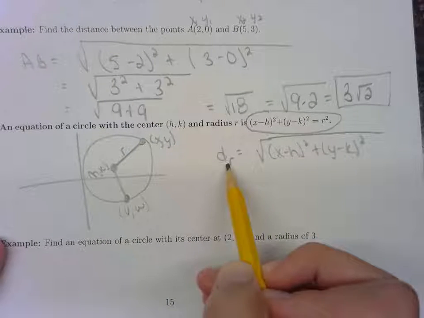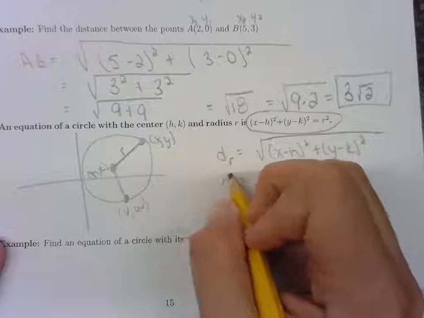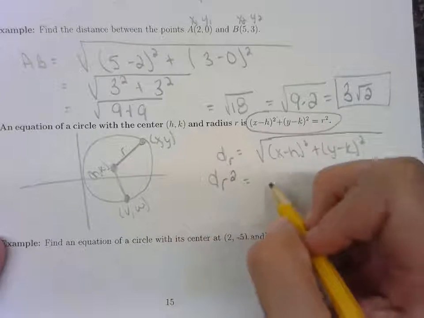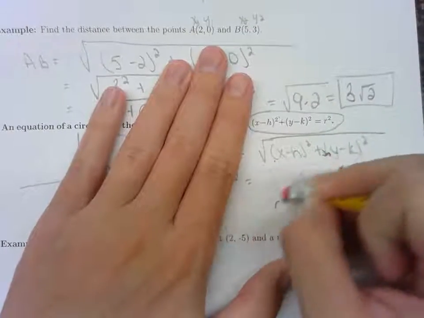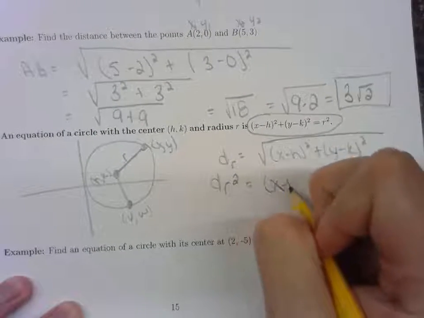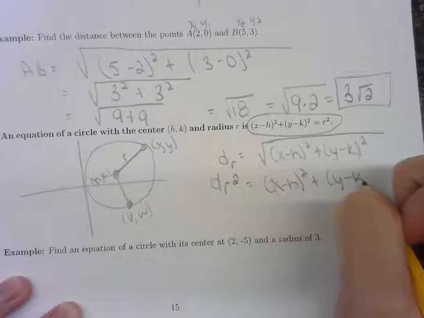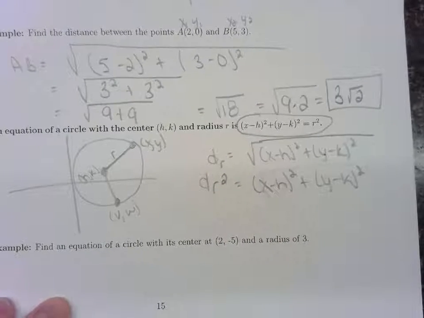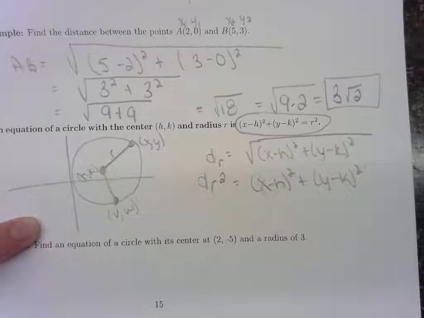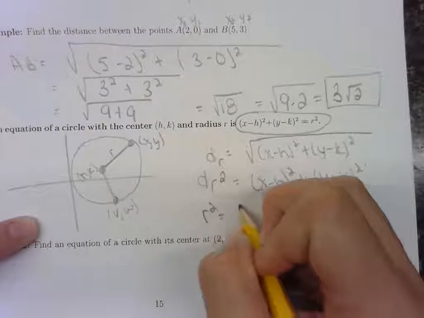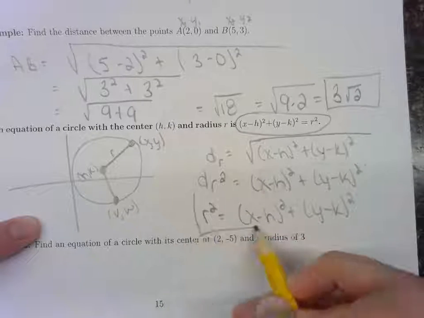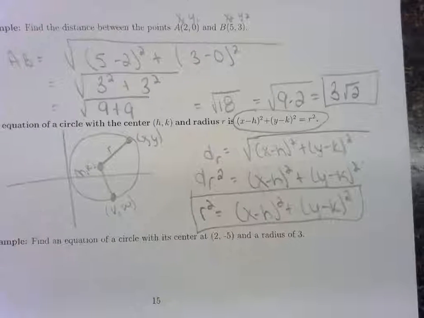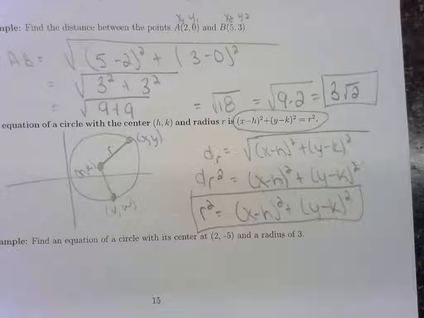Now to solve for the radius, you would square both sides. I'm going to put a d here just to keep it the same. So square both sides, and the square root goes away: (x minus h) squared plus (y minus k) squared. That's where the equation of a circle comes from: r squared equals (x minus h) squared plus (y minus k) squared. So the equation of the circle comes directly from the distance formula, which came directly from right triangles.